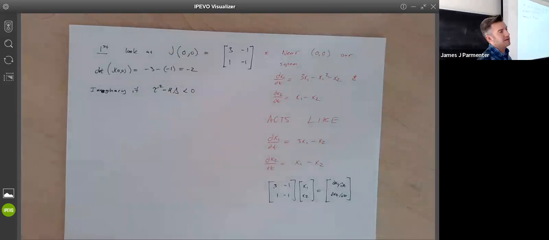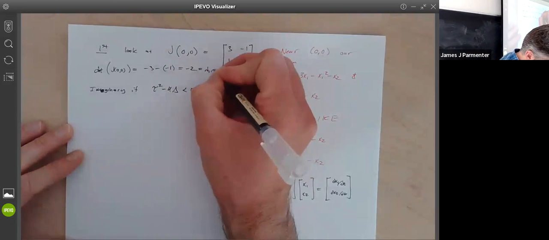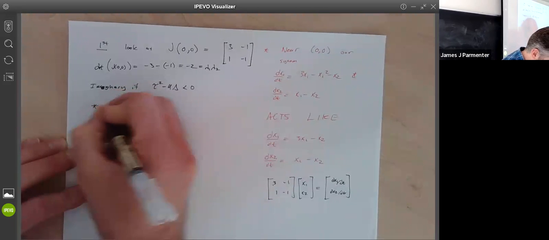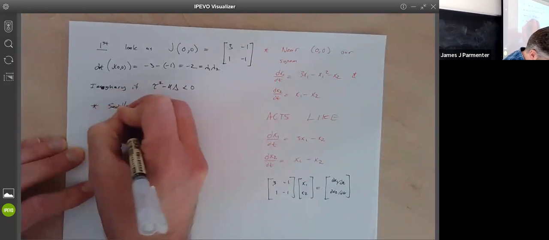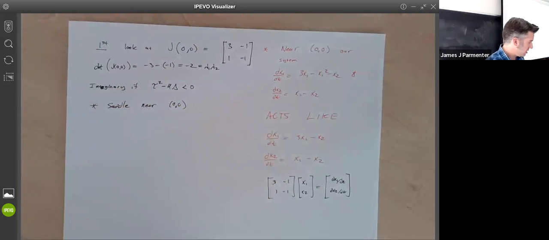Another way you could have easily gotten there is to remember that the determinant is equal to the product of the eigenvalues. If the product of the eigenvalues is negative, they have to have opposite signs. So we have one positive, one negative, which means we definitely have a saddle. So the system is acting like a saddle near the origin.